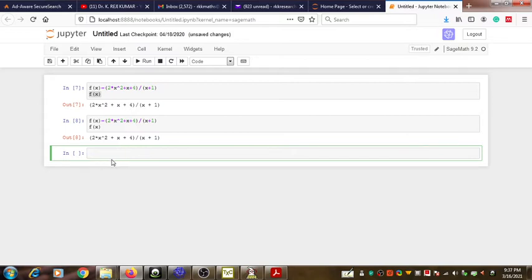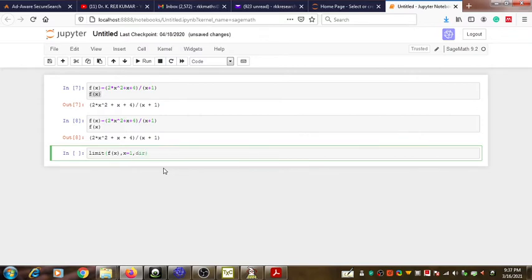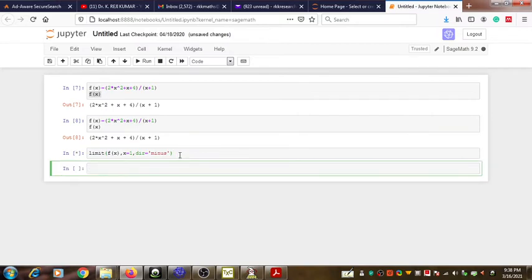After that you can use the command limit, then in brackets f(x), and then the point at which you want the limit can be given next. x equal to 1 is the point, and after that you can give the direction, dir equal to minus, in single quotes, for the left-hand side limit. Don't make any mistakes while typing; typos should be avoided. Now you can take the output.